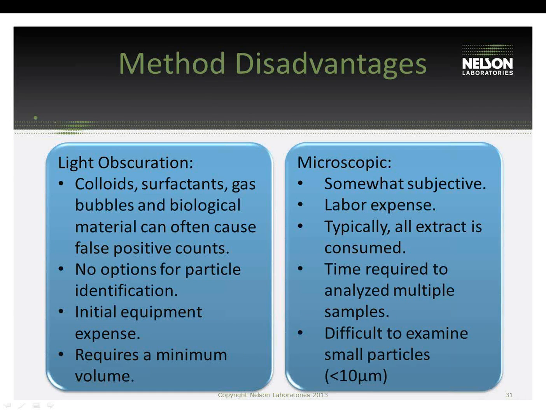Some of the disadvantages, however, really are opposite from what we just discussed. In light obscuration, there are several materials previously mentioned that may cause false positive counts. This may cause you to fail your test and cause quite a bit of grief. There is no option for particle identification, and the initial equipment expense is quite high. Particle counters are normally quite expensive. They have a lot of optics and other very sensitive parts, and so they are not cheap. Also, light obscuration does require a minimum volume, which isn't required by microscopic.